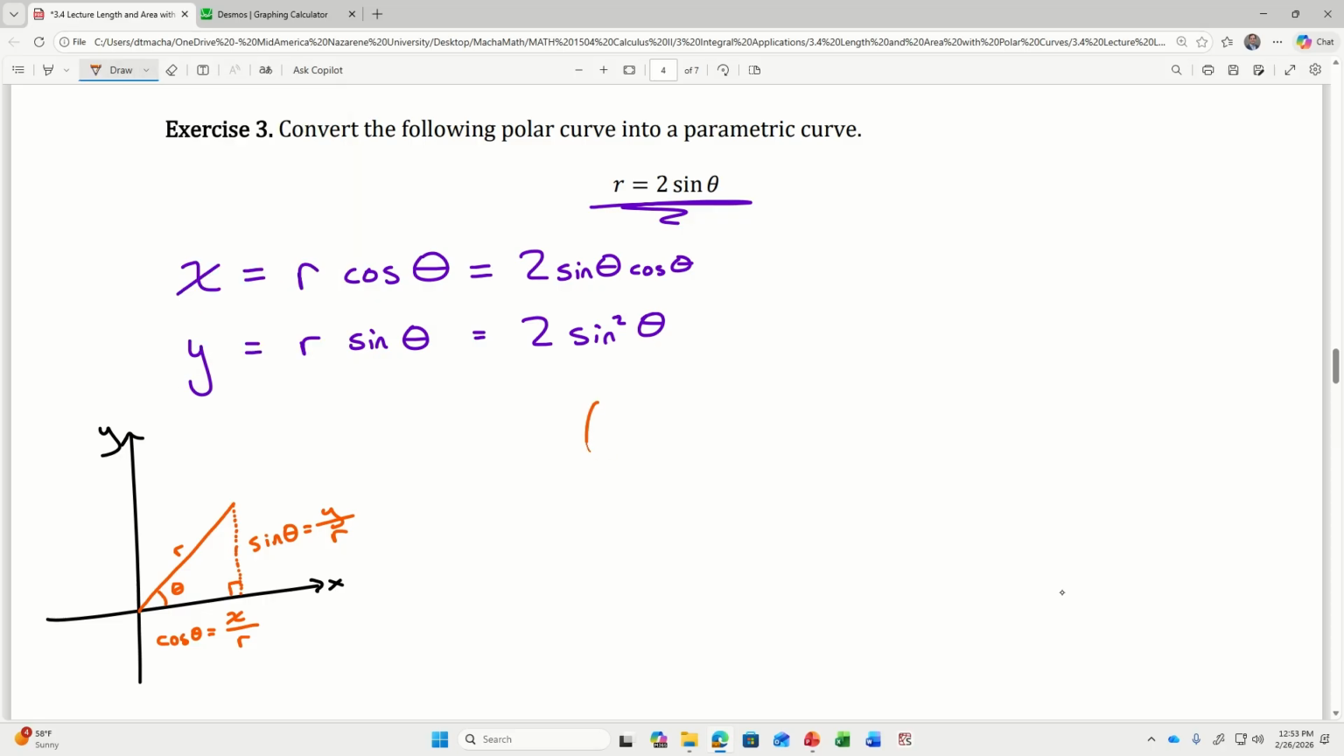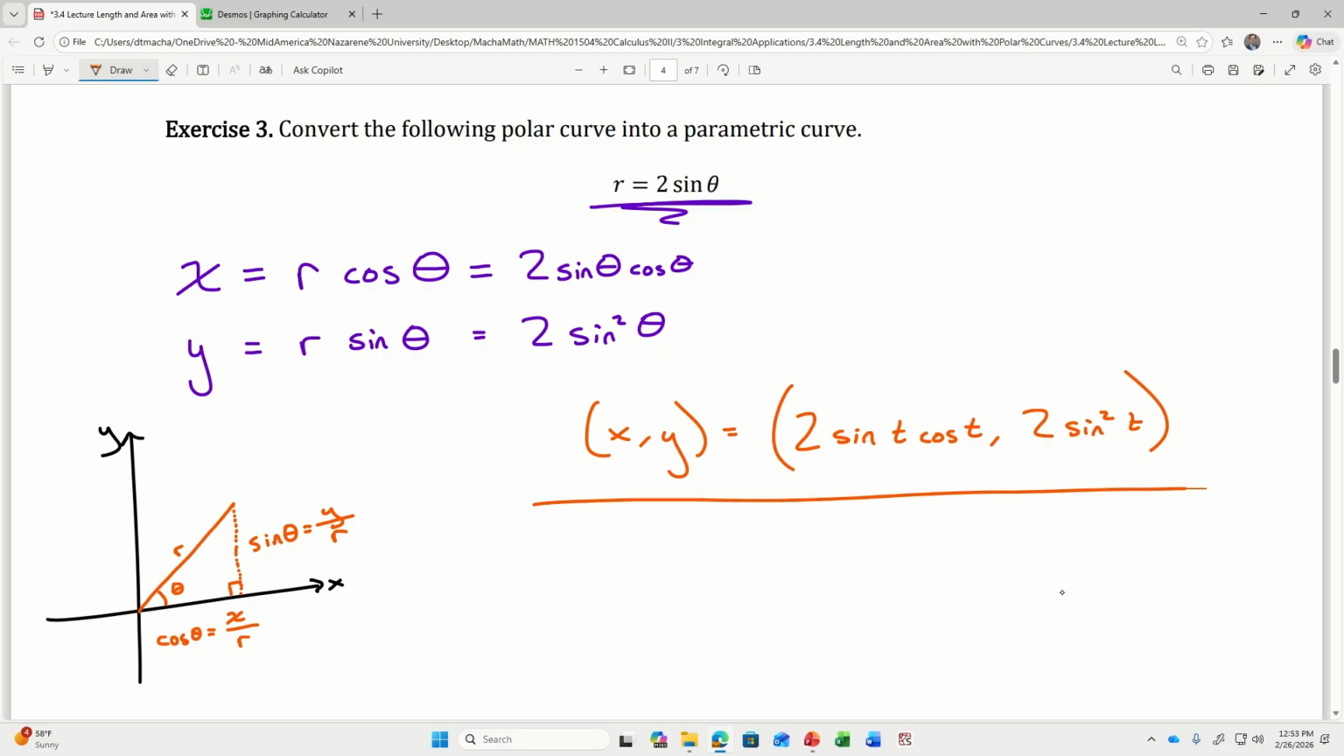And then all you do to write a parametric curve is you give the x and the y coordinates as a function of some parameter. So just let theta be our parameter. And now you have a parametric curve that does the same thing.